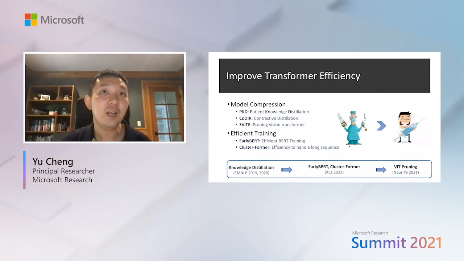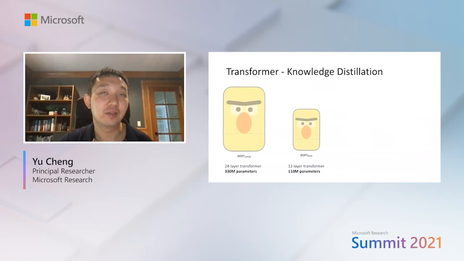applications. My team has been working on transformer efficiency since 2019. We have worked on several topics, like model compression to make the model smaller, and also something called efficient training, like BERT efficient training and GPT-3 efficient fine-tuning. Today, my talk will cover most of those topics.